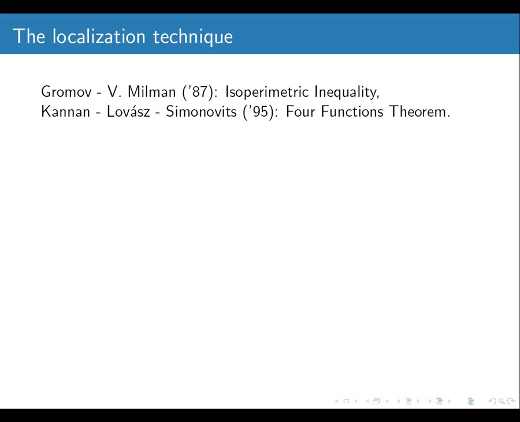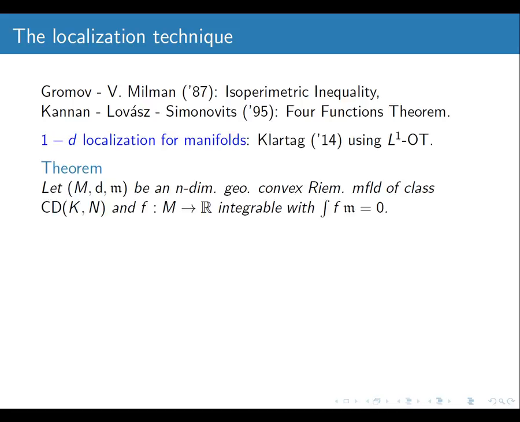Let me say that there was also a crucial application of this localization technique by these three people, Kannan, Lovász, and Simonovits, where they proved what is called the four-function theorem. This is a general technique to use localization to prove functional inequalities, for instance, log-Sobolev and Sobolev inequalities. But I will not have time to speak about this, but if you Google these three names, there is this four-function theorem that's very nice.